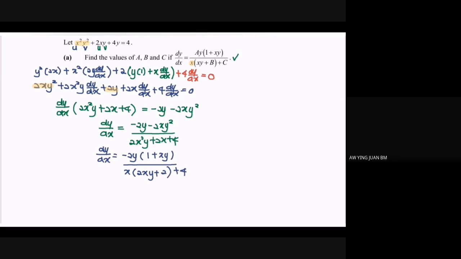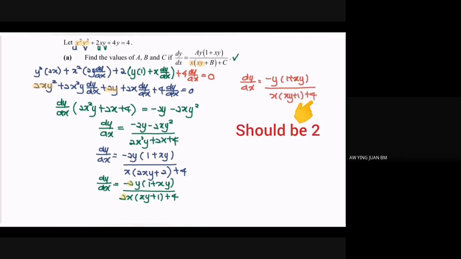So kindly notice that here we have xy. So meaning that we have to factor out the 2. So we have dy dx equals to negative 2y bracket 1 plus xy over 2x bracket xy plus 1 plus with 4. So if we simplify the situation, and finally we will have dy dx equals to negative y bracket 1 plus xy over x bracket xy plus 1 plus with 4. So by comparing these two situations, we have a which is equals to negative 1, b will be equals to 1, and c will be equals to 4.